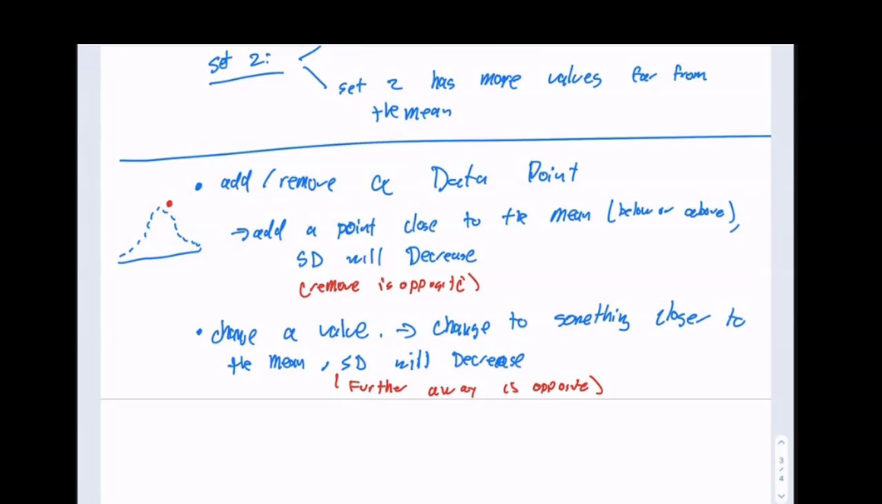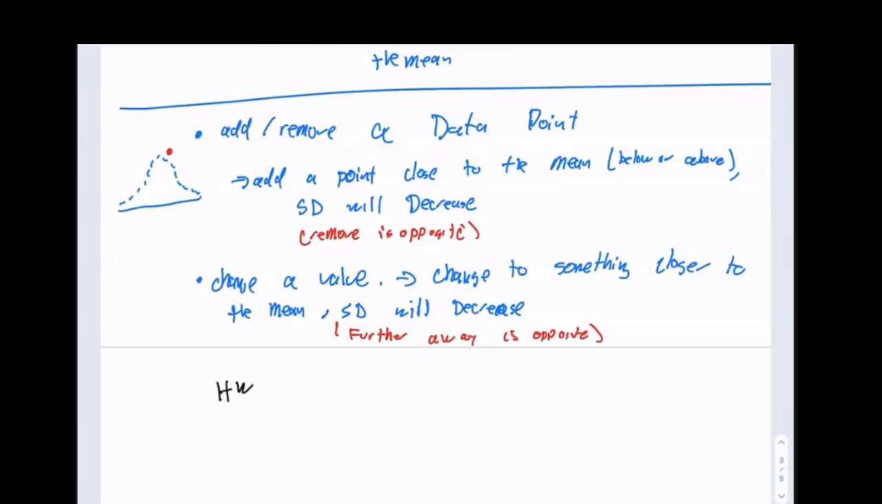So your homework, I don't want to go to a new page. I guess I'll go to a new page. Homework number 12, chapter 4.